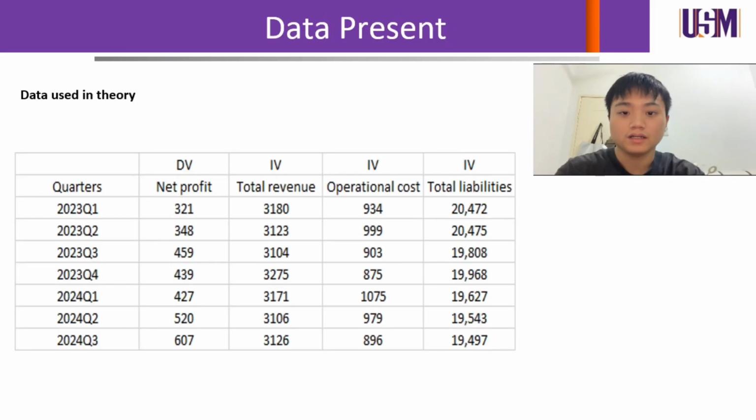Here is the data we used in the theory. As we can see, the dependent variable is net profit, and the independent variables are total revenue, operational cost, and total liabilities. And the time unit is quarters. It's from 2023 Q1 to 2024 Q3. And the number unit is million ringgit.